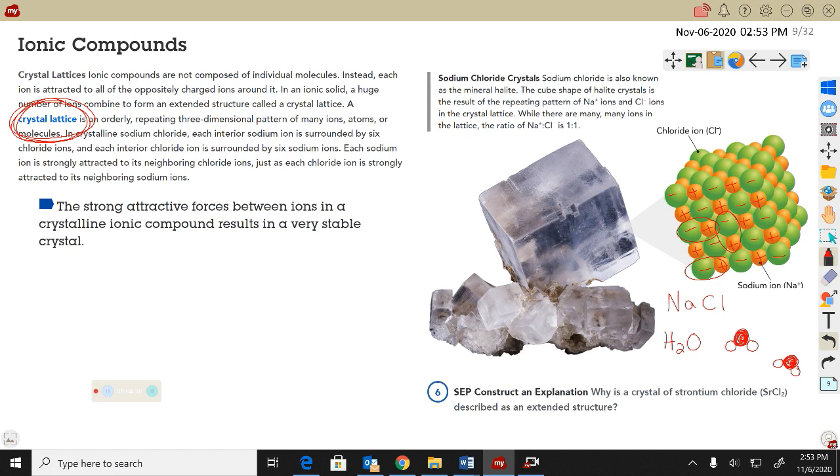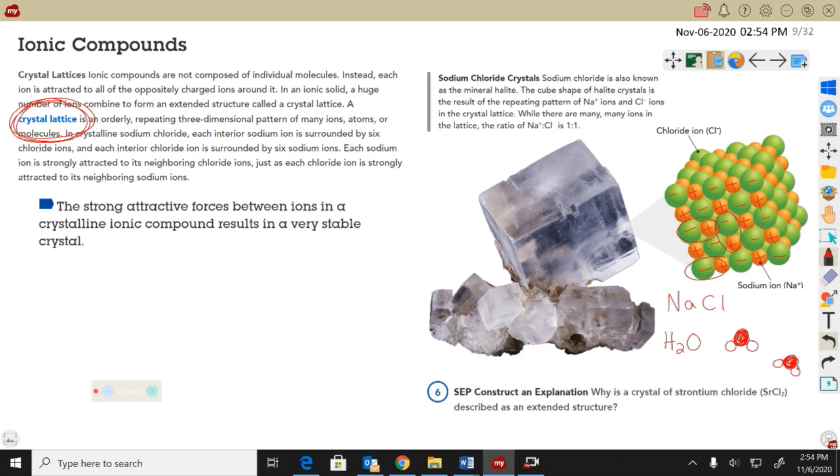And the structure of that repeating pattern is what gives you the shape and the angles created in the crystal. So sodium chloride is called cubic. It forms a cubic cell. And if you ever look at salt really closely, it is like a little cube.